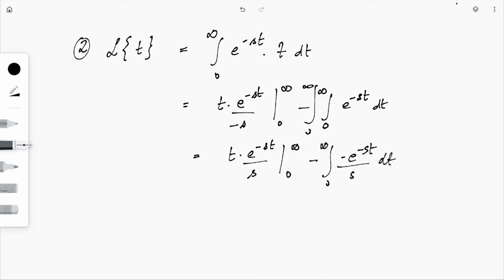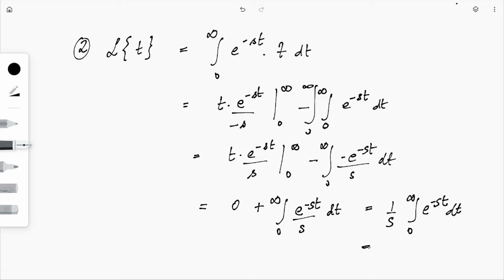Now let me apply the limits in this case. E raised to minus infinity is again 0, then we have t is 0, so this term is 0, and minus into minus is plus, and we get the integral from 0 to infinity of e raised to minus st by s into dt. So I'm going to take 1 by s common from this, the integral from 0 to infinity of e raised to minus st dt.